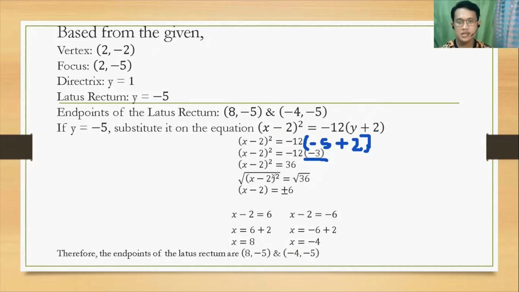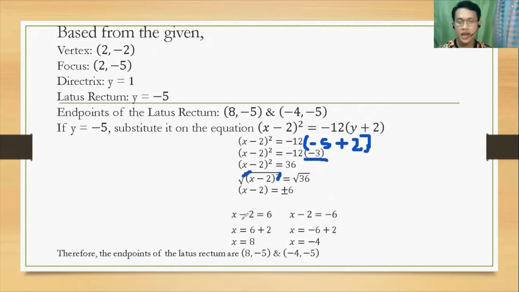And since this is 36 and we need to find the value of x, right? To find the value of x, you need to take the square root of both sides, because that cancels out the square. And then let's proceed. The remaining expression will be the quantity of x minus 2, which is equal to positive and negative 6.